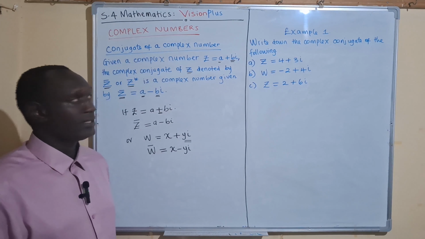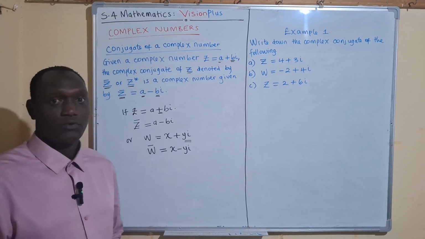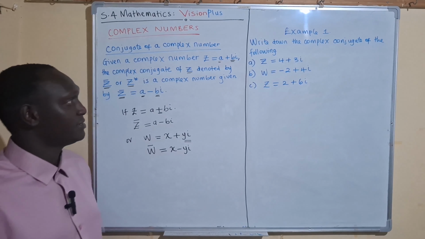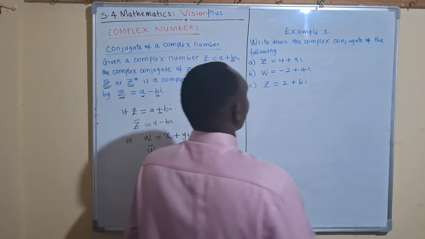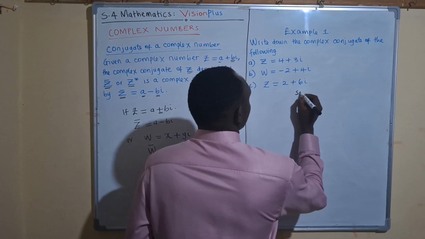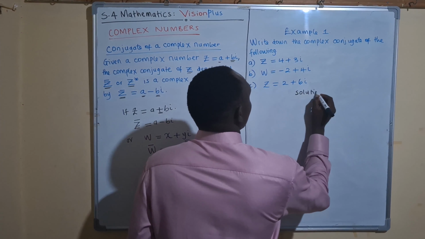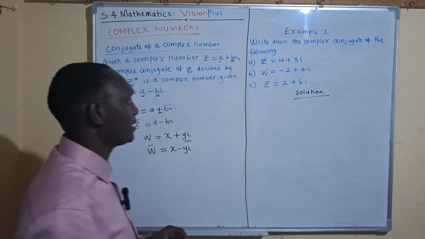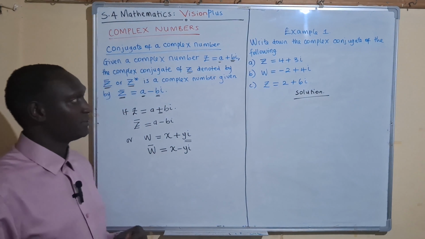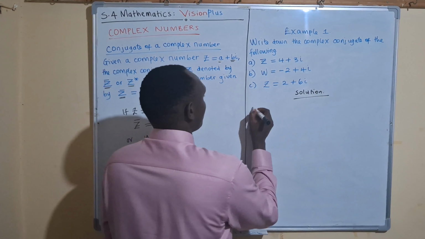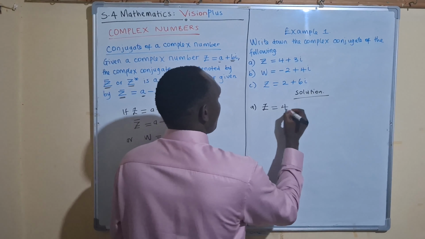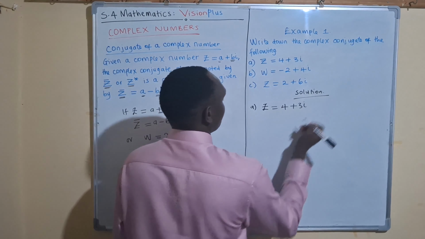So let's see how we can apply the concept of complex conjugate to solve some problems. Example 1 says write down the complex conjugate of the following complex numbers. For part A, given z equals 4 plus 3i.